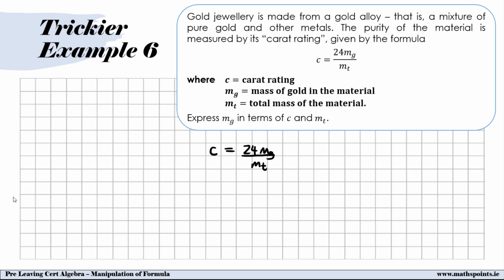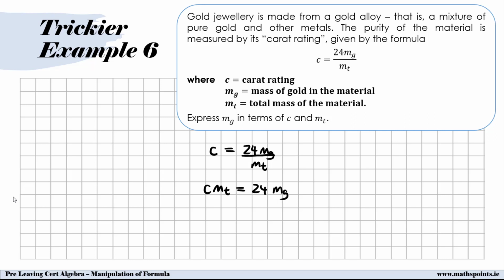Now what we want to do is rearrange this formula to express mg in terms of c and mt. At the minute we're expressing c in terms of mg and mt. So how are we going to do this? Well, the first thing is to get rid of the fraction. So I'm going to multiply both sides by the denominator of the fraction, which is mt. So I get c mt equals 24 mg.